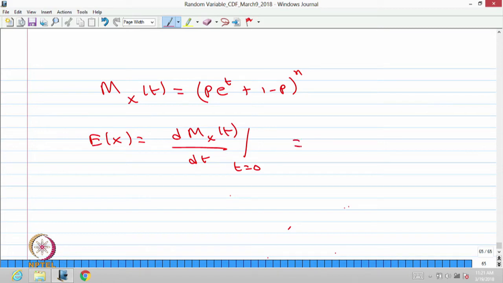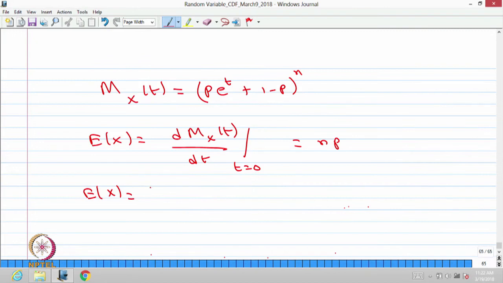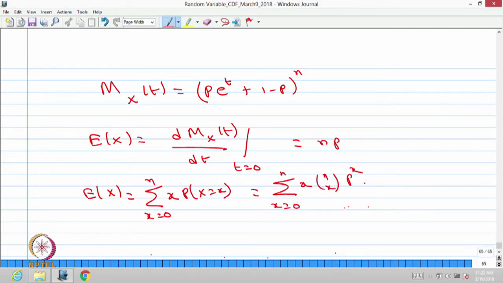So, by doing the derivative and so on, you can get the value n into p. This is one way of finding the mean of the binomial distribution, or you can find it from scratch, that is the summation of x times probability of X equal to x, where x takes the value 0 to n. So, that is the same as summation x equal to 0 to n x times n c x p power x 1 minus p power n minus x.